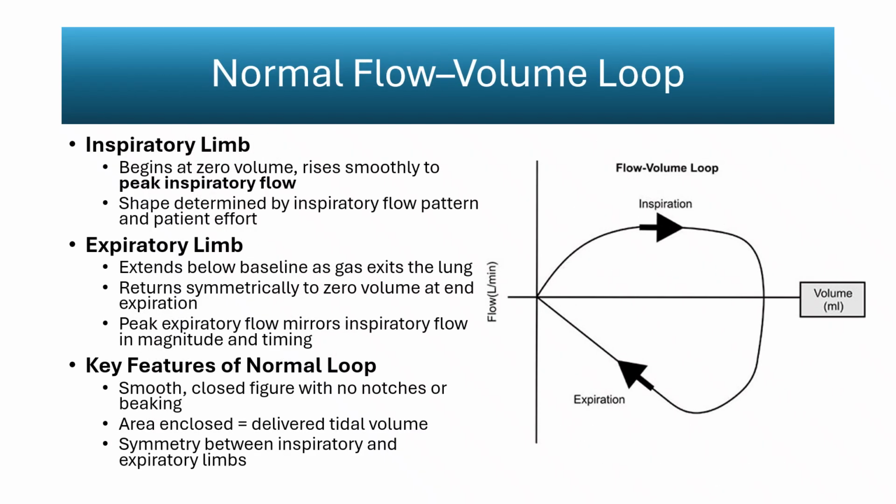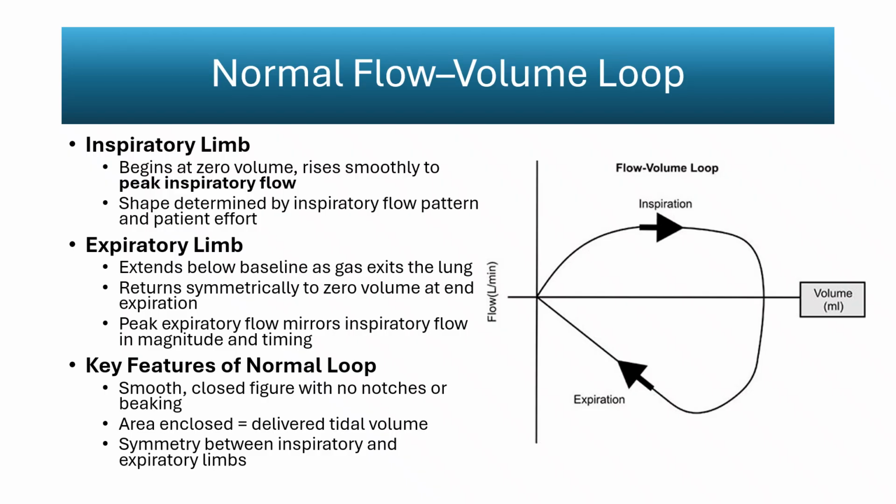A normal flow volume loop begins at zero volume and moves upward as gas flows into the lungs. The inspiratory limb rises smoothly to the peak inspiratory flow. The exact shape of this limb depends on the ventilator's inspiratory flow pattern and how much spontaneous effort the patient contributes. When mechanics are normal, the inspiratory limb has a rounded, continuous contour without interruptions.